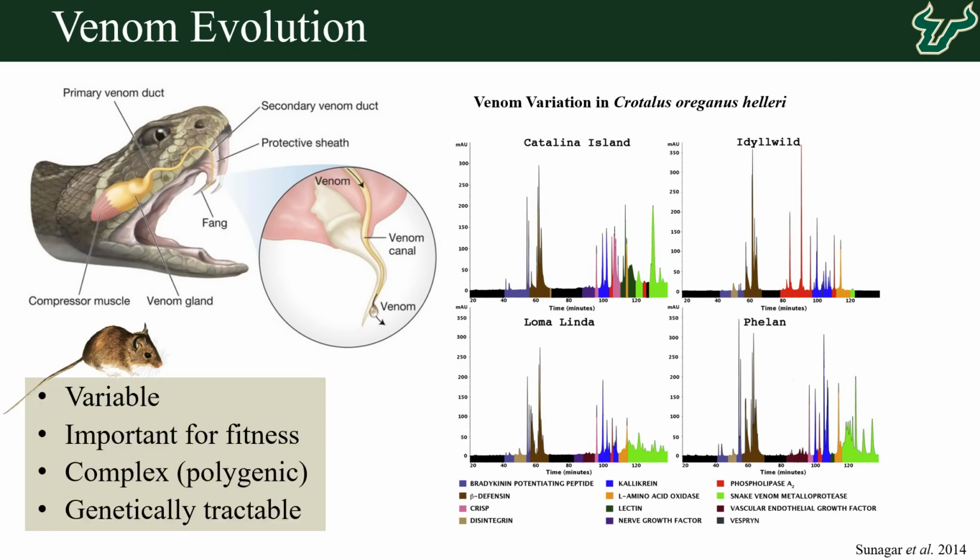In general, snake venoms have emerged as an ideal system for studying adaptive evolution because they exhibit variation at multiple levels, as we can see here. It also plays a direct role in the fitness of the animal. As I mentioned, venom plays a specific role in obtaining food for the snake. And it's a complex polygenic trait, and this is important as most ecologically important traits are likely polygenic. And lastly, it's genetically tractable, so genes responsible for venom composition are only expressed in the venom glands.